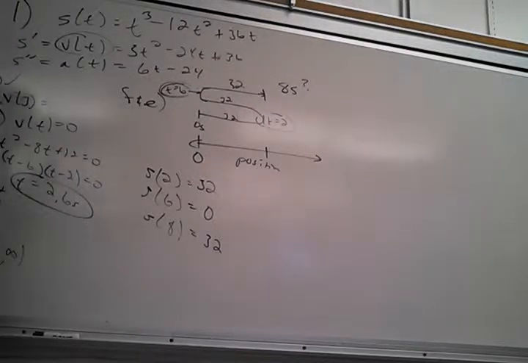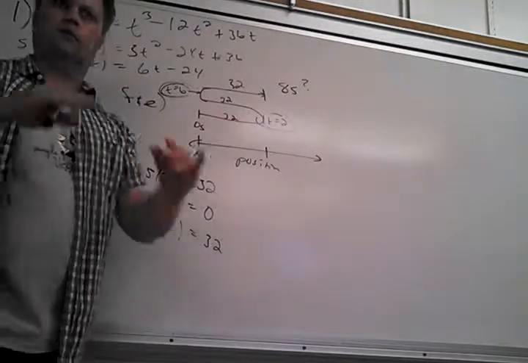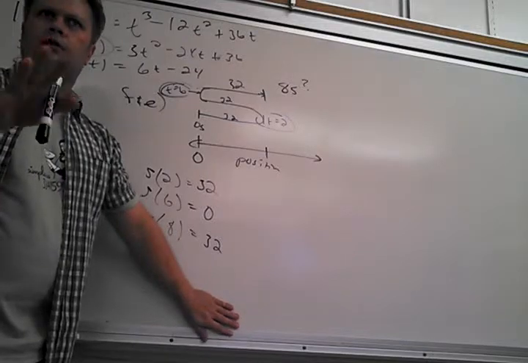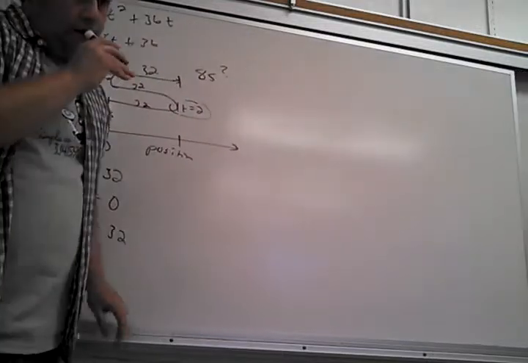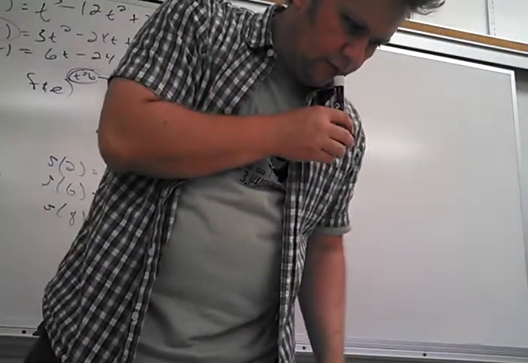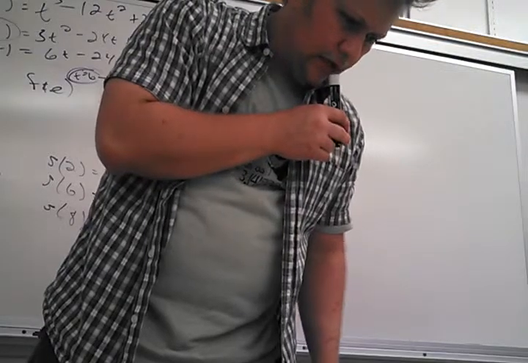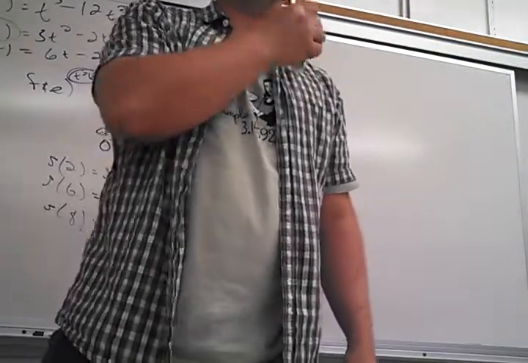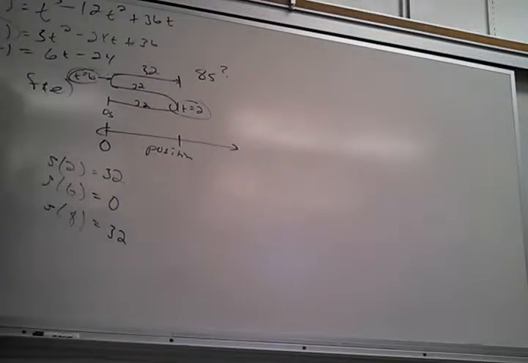How do you see when it's speeding up and when it's slowing down? Just look at the slope. Acceleration. Yes, you have to look at the acceleration. Just like the velocity tells you when it's going forward and when it's going backward, the acceleration tells you the points where it's speeding up and slowing down.